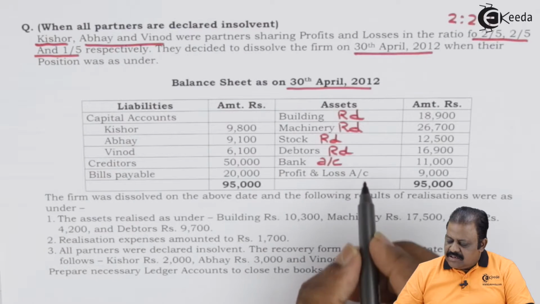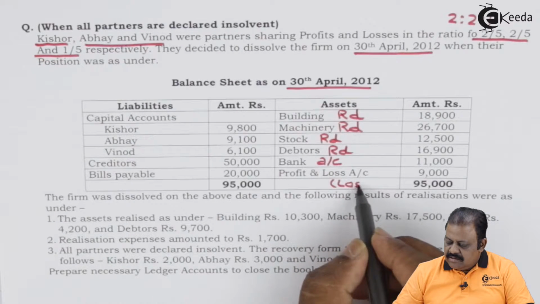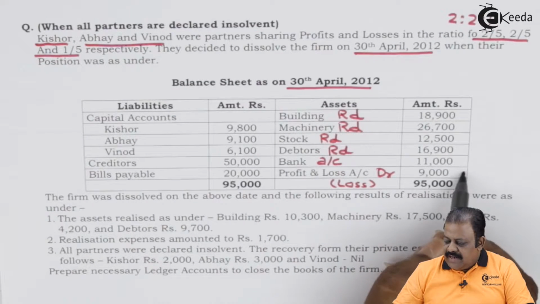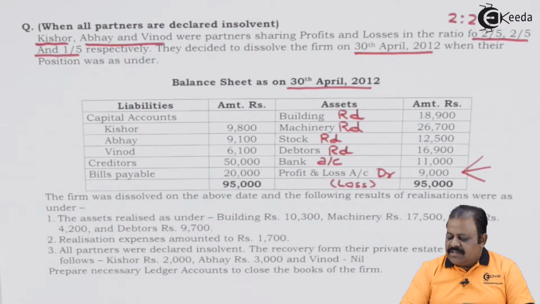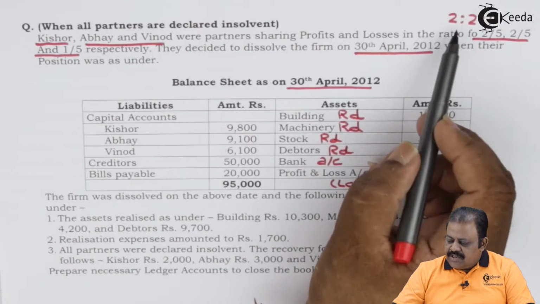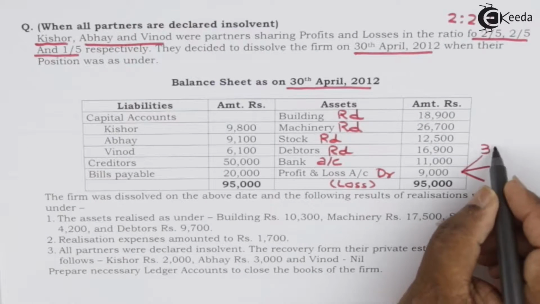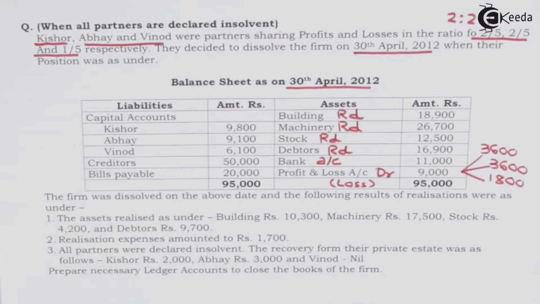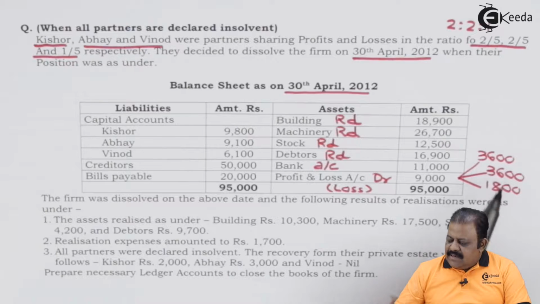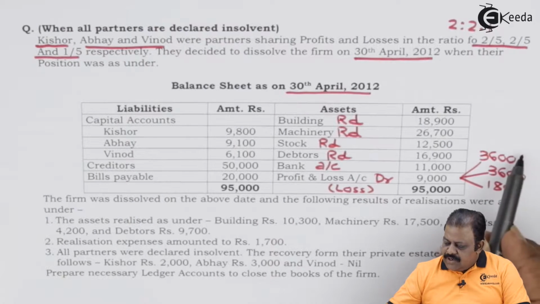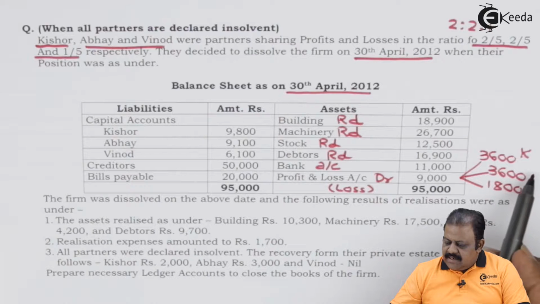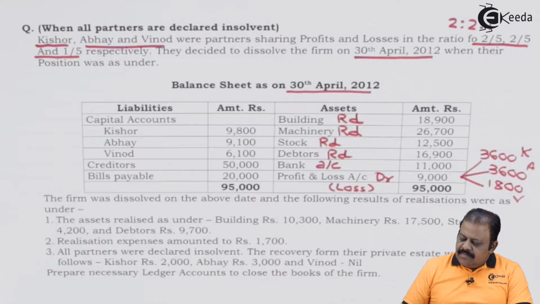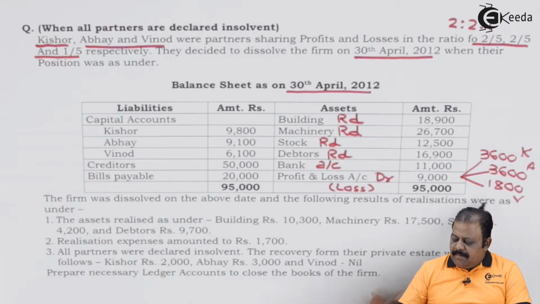Profit and loss account, this is a loss. It is shown on the asset side, that is, it has a debit balance. It's a loss of 9,000 which will be divided among partners in their profit sharing ratio, that is 2:2:1. 3,600, 3,600 and 1,800. Kishore 3,600, Abhay 3,600, Vinod 1,800. This will be transferred to the debit of their capital accounts.